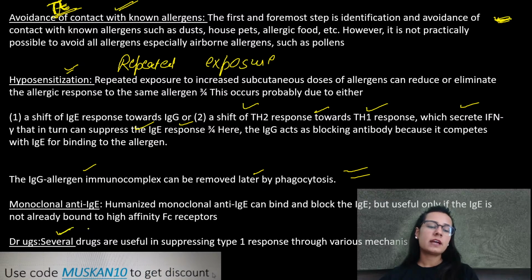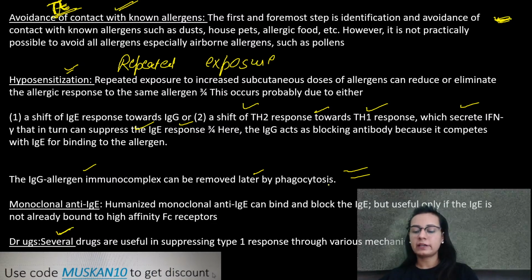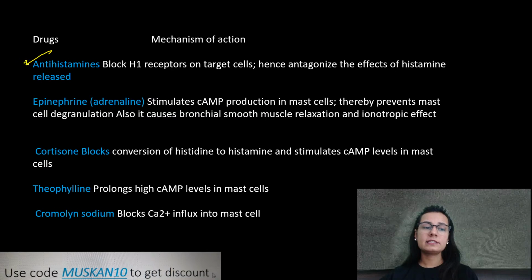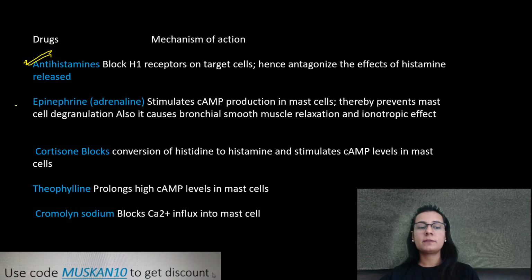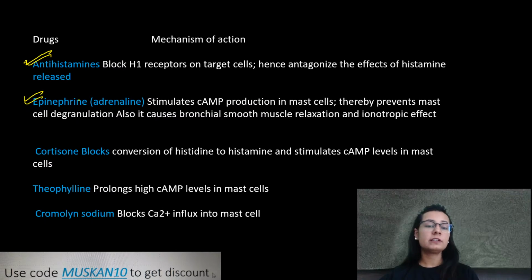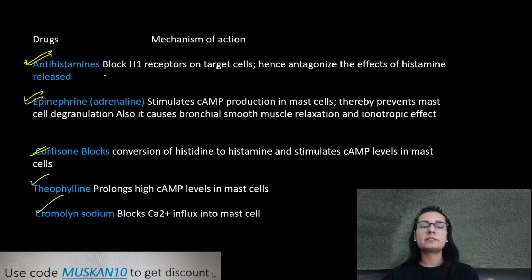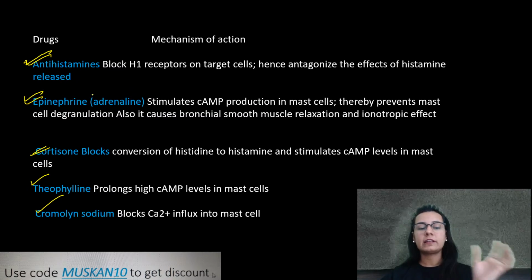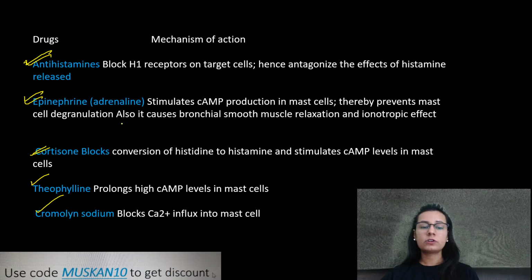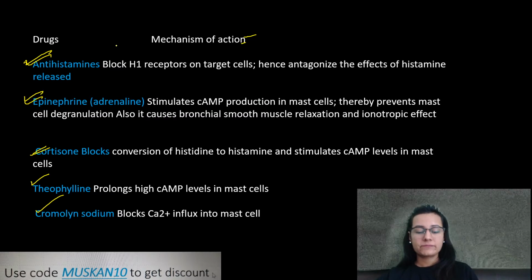Other than these, the drugs that are useful through various mechanisms are antihistamines, which block the H1 receptors. Other than this, epinephrine, adrenaline. Another is cortisol, theophylline, and cromolyn sodium. We already know about the antihistamines, and cromolyn sodium blocks the calcium influx into the mast cell. I will not go into the detail of the mechanism of action for these drugs; just remember the names of the drugs.